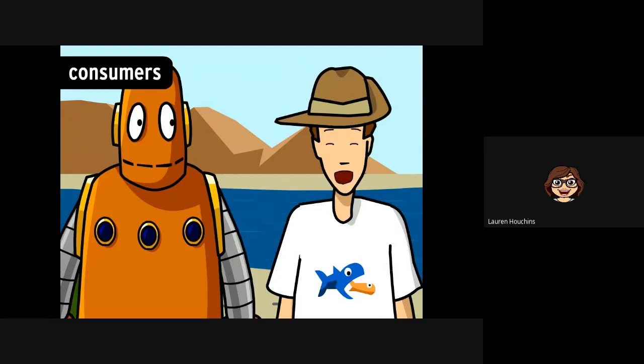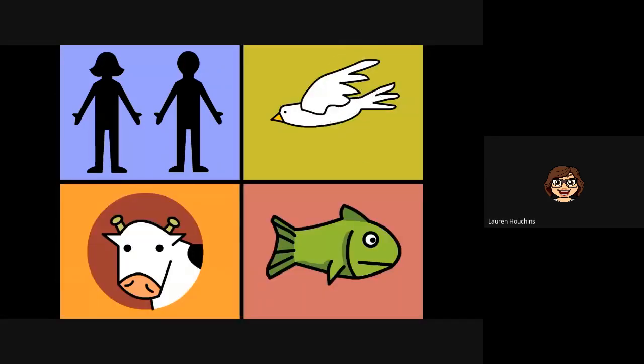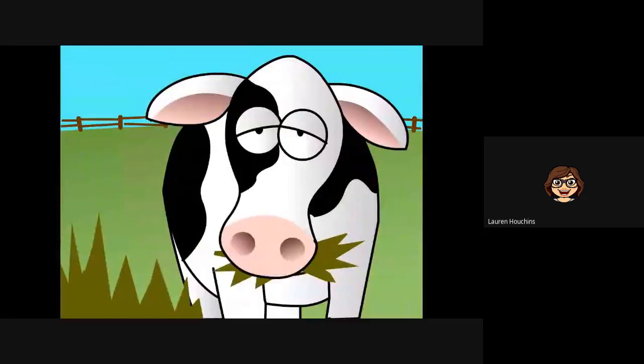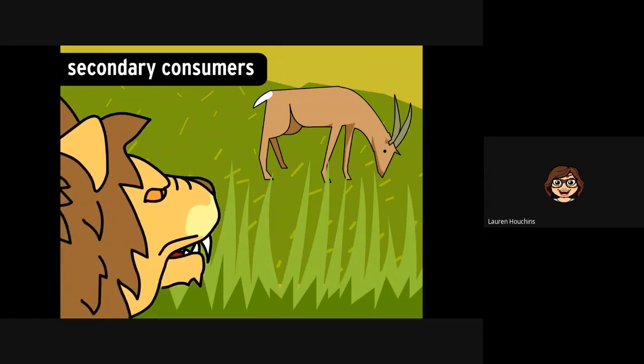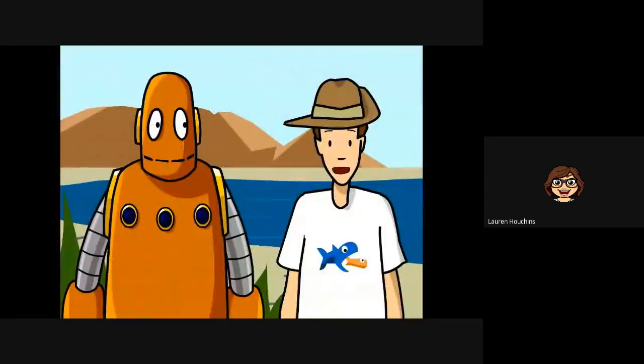They can't make their own nourishment from sunlight, so they get it by eating the producers. Humans are consumers, as well as birds and cows and millions of other species. Primary consumers eat the producers. Animals that eat plants are examples of primary consumers, and they're also called herbivores. Secondary consumers are the organisms that eat the primary consumers. These are carnivores, or meat eaters. Some animals, like humans, are called omnivores because they eat both meat and plants.